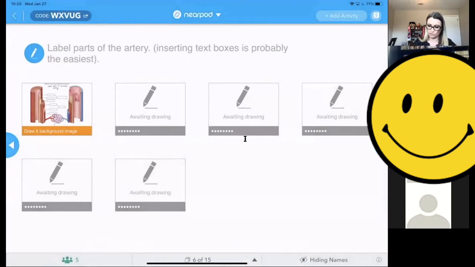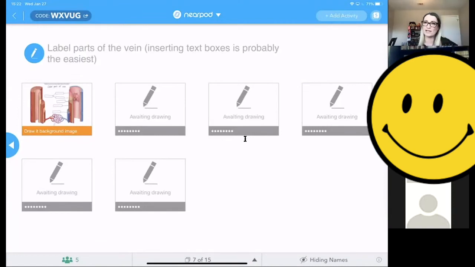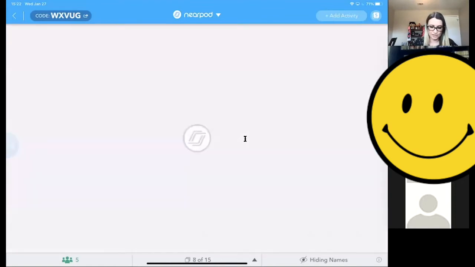And I'm gonna move over here. I have another one, so you can do that one on your own, but this would be for the vein. So it's kind of the same thing, but for the vein. So try it, practice it yourself whenever you're studying.